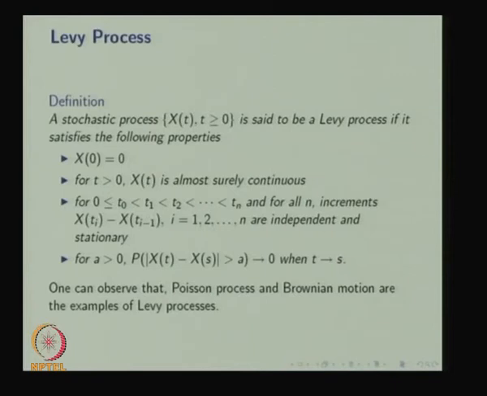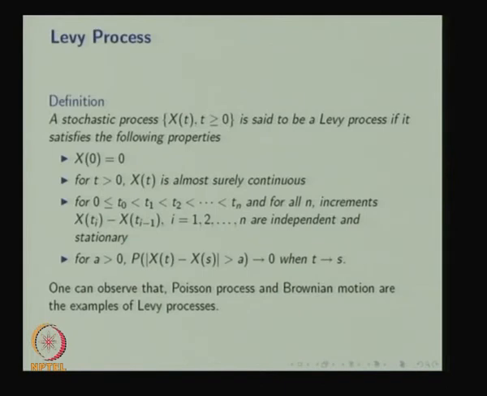So if you see the sample path of X(t), it is almost surely continuous. The third property: for 0 ≤ t0 < t1 < t2 and so on till tn, for all n, the increments, that is X(ti) − X(ti−1) for i varying from 1 to n, are independent as well as stationary. This is true for all arbitrary n time points, for all n.